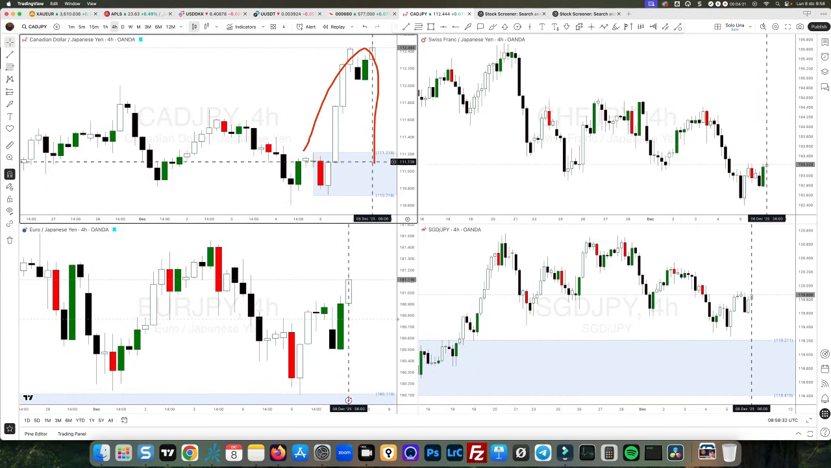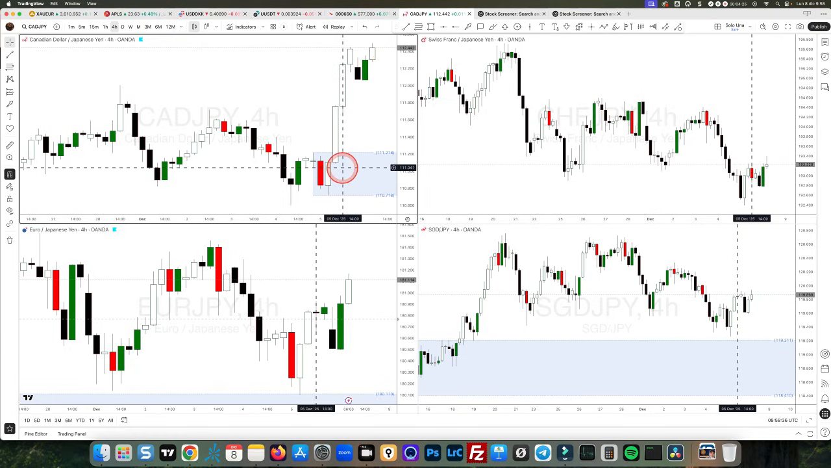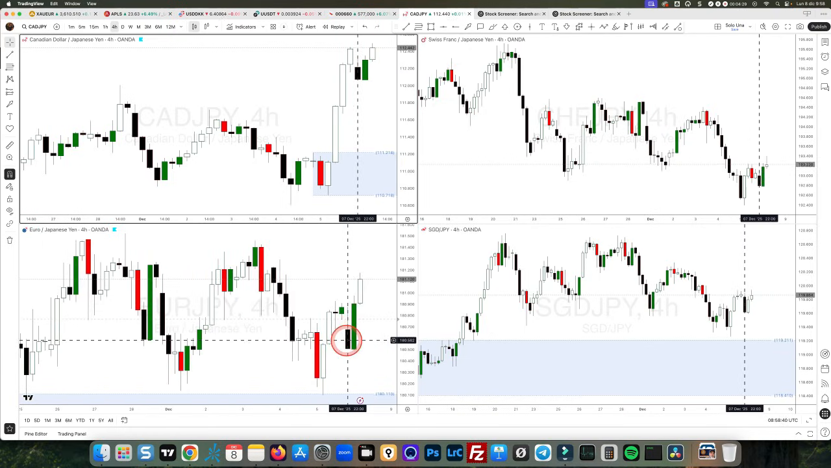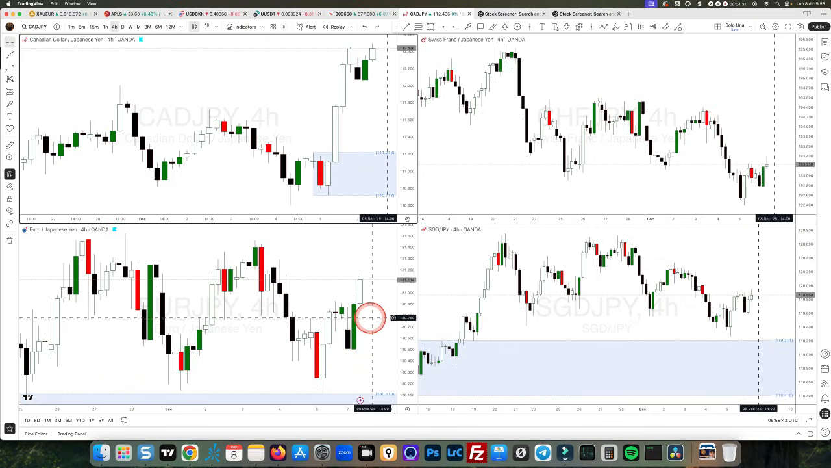So we are waiting for that to happen, but it just didn't pull back. Probably will continue higher and create new imbalances. On the euro yen, we have a new potential area of demand being created around here, about 180.